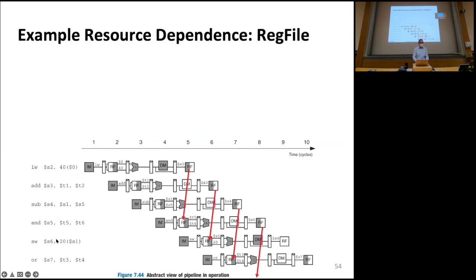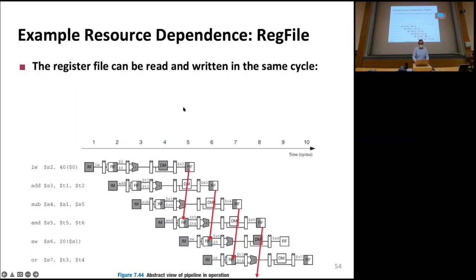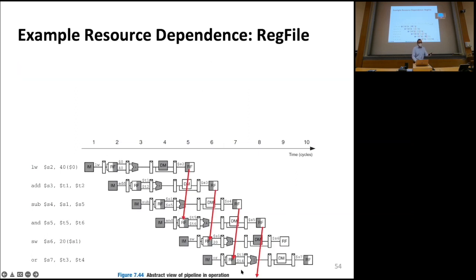So these are independent, completely independent instructions. Hopefully, this is from your book. I didn't complete the verification this year, at least. But basically, if you look at this, we fill the pipeline. In cycle 5, this load instruction is writing to the register file, and this and instruction is reading from the register file.